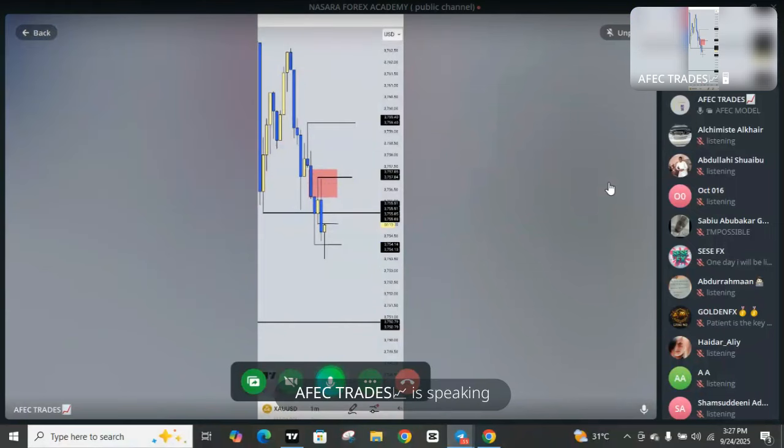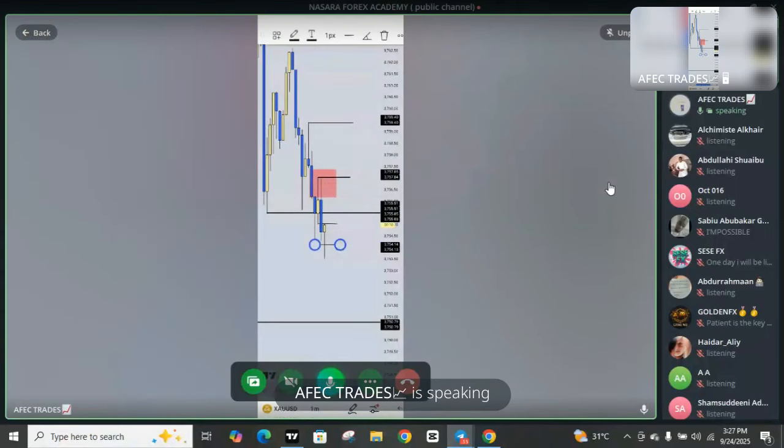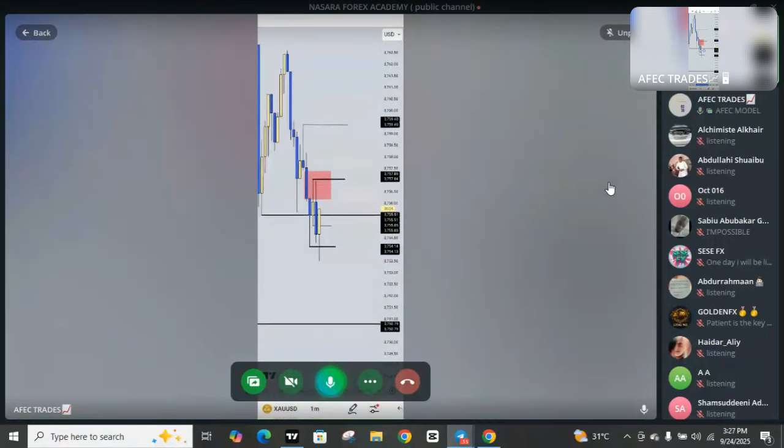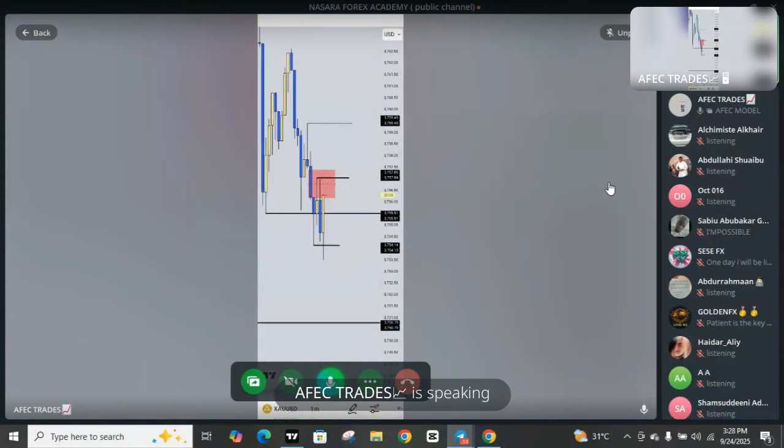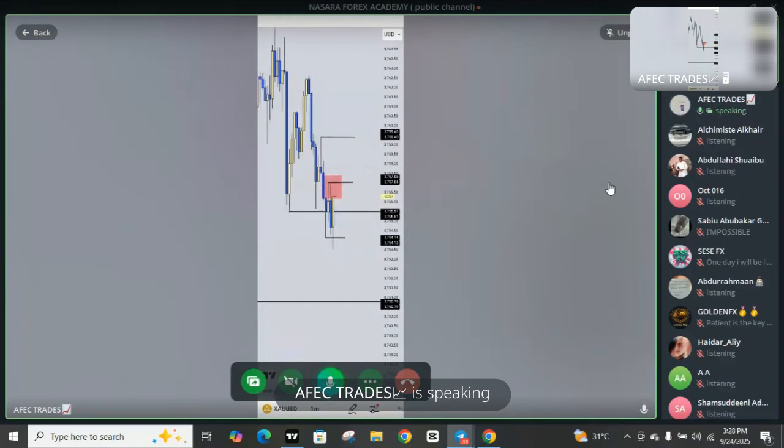Yeah, this is what I want to see. If we didn't close below here, then I would like to see price come onto this high to take it out. So price has to go there. It has to go.